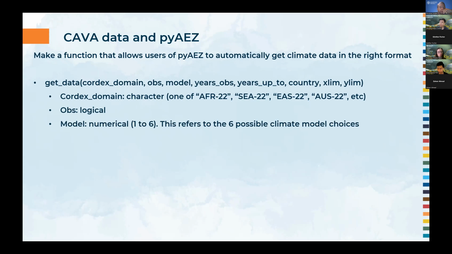Then you can specify the model you're interested in. CORDEX Core provides 6 models, so here you can specify 1 to 6 as a number to say, okay, I want the first model, second model, etc. This will only apply when observation is false.